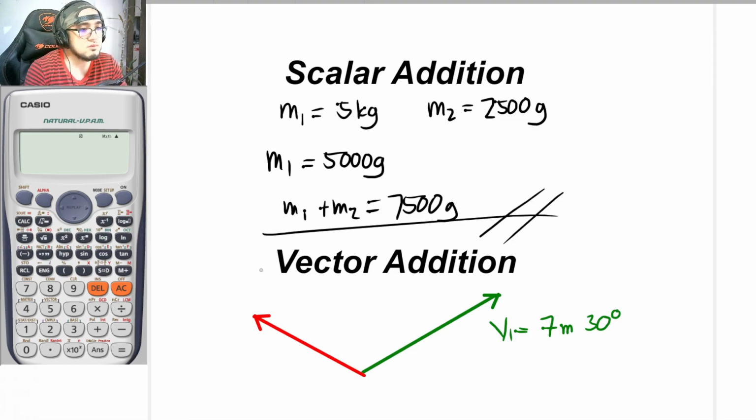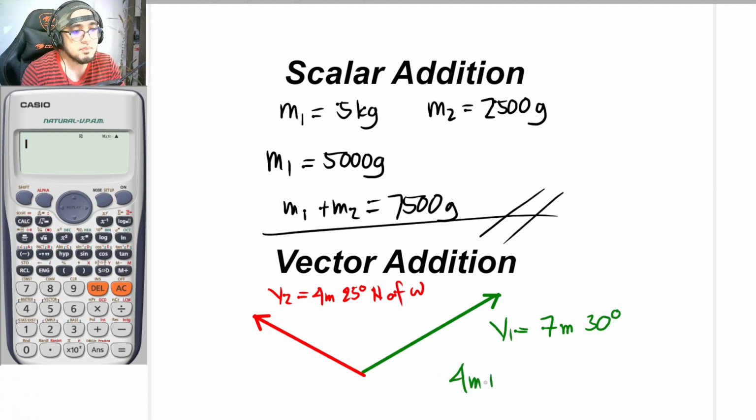And for your V2, let's say that this is 4 meters, and its direction is 25 degrees north of west. This is just an example, guys. Adding them isn't as simple as adding them this way. For the resultant, or their summation, that is not equal to 4 meters plus 7 meters. So this is actually wrong. You cannot just add their magnitudes.